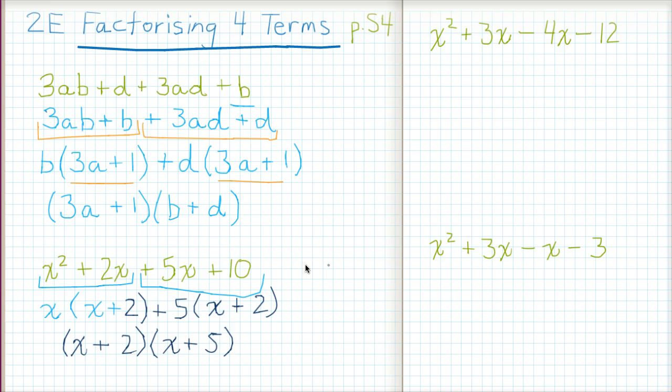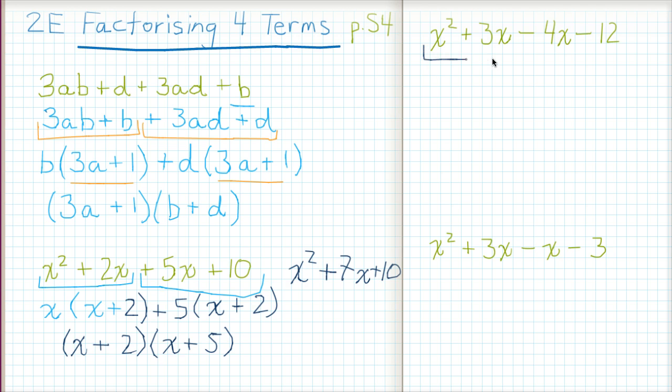You might see if I had added this together, I have x squared plus 7x plus 10, and if we factor that the old method, that will also give x plus 2 times x plus 5. So two ways of getting to the same answer, but this factorizing with 4 terms is going to come in useful. So that's why we're looking at this way of doing things as well.